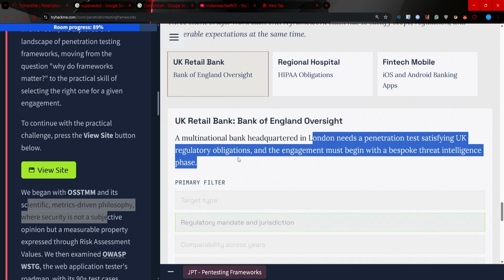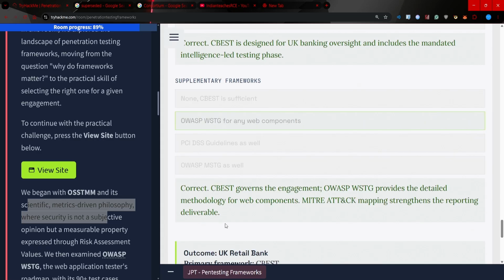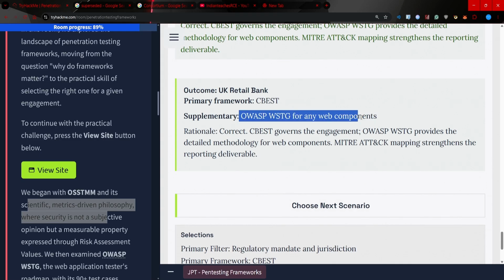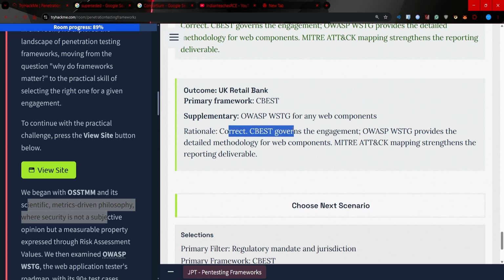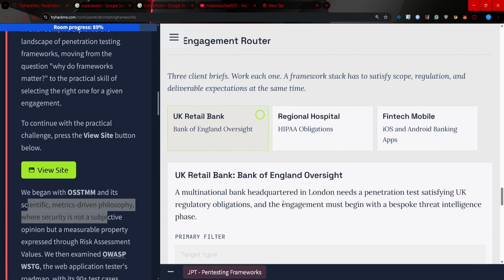Supplementary frameworks. Wait, what is the question? Penetration testing to satisfy a UK regulator. I'm guessing PCI as well, but no. OWASP then, yeah. I was confused between these two because I thought it's a bank, then it should have credit cards, but I guess they don't care about that. Okay. Supplementary, this, OWASP WSTG for any web components. Rationale correct. CBEST governs the engagement. OWASP provides the detailed methodology.